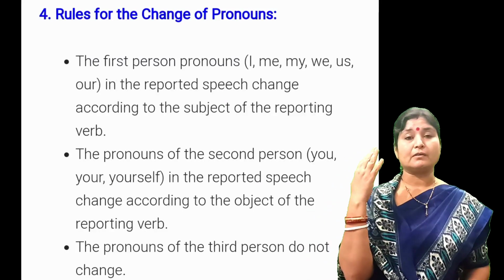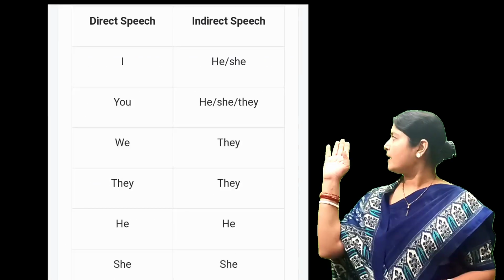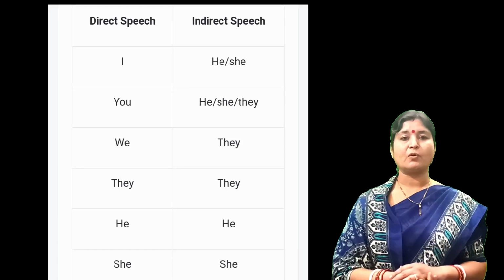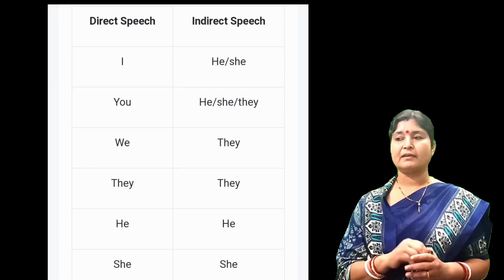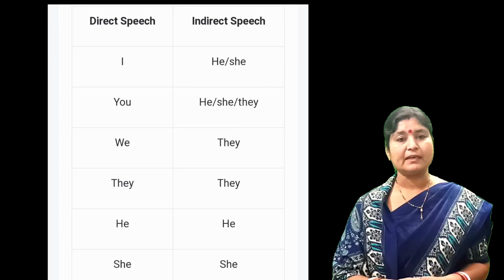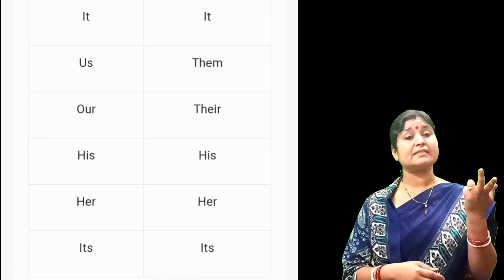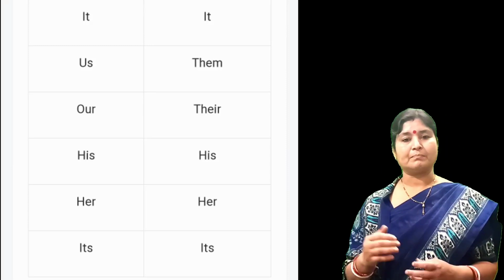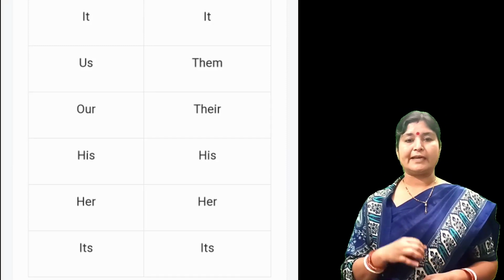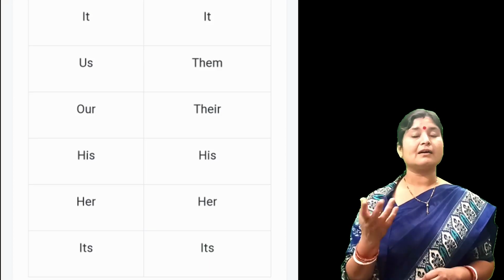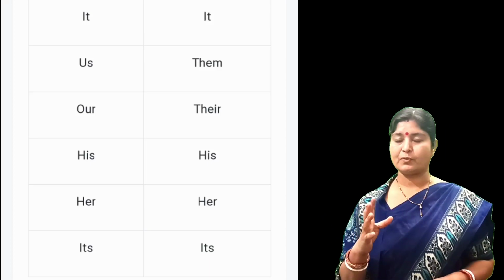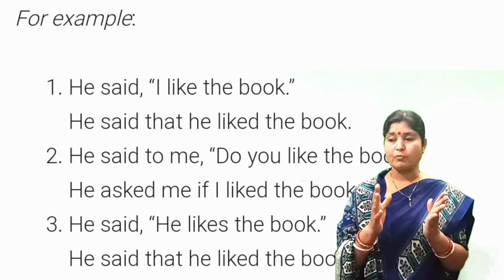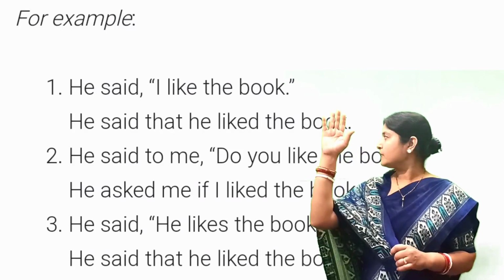So in case of change of pronouns: I changes to he or she. You changes to he, she, they. We changes to they. They will remain the same, that is they. He remains he. She remains she. It remains it. Us changes to them. Our changes to their. His, her, its remain the same.